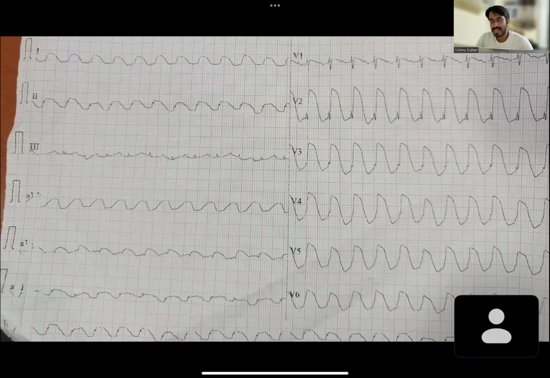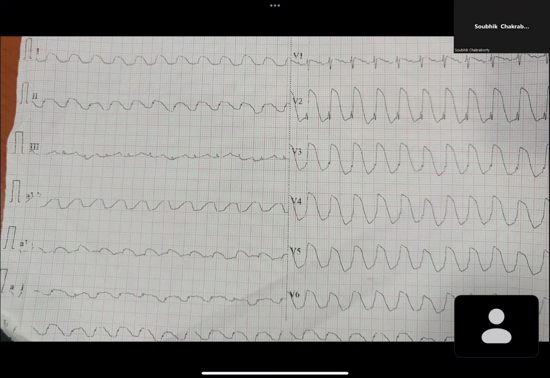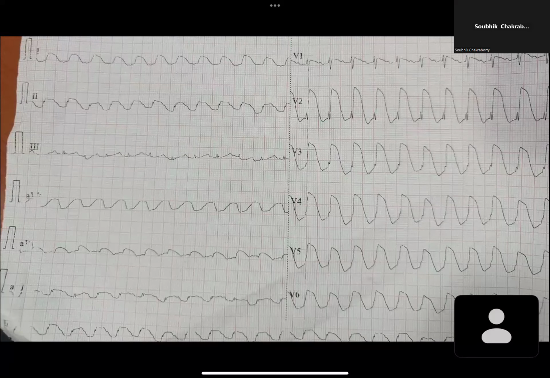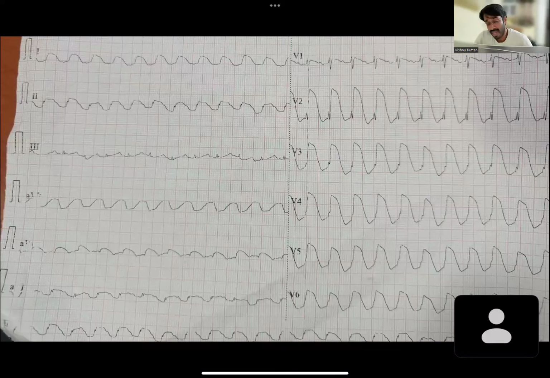Souvik, any more DD you want to add other than hyperkalemic changes? So, have you given out some history of this? Since I just joined. No, nothing, man. You just have to read the ECG, nothing else. It is just an ECG that is shown to you. Hyperkalemia, I would agree 100% with you. This can be hyperkalemia.